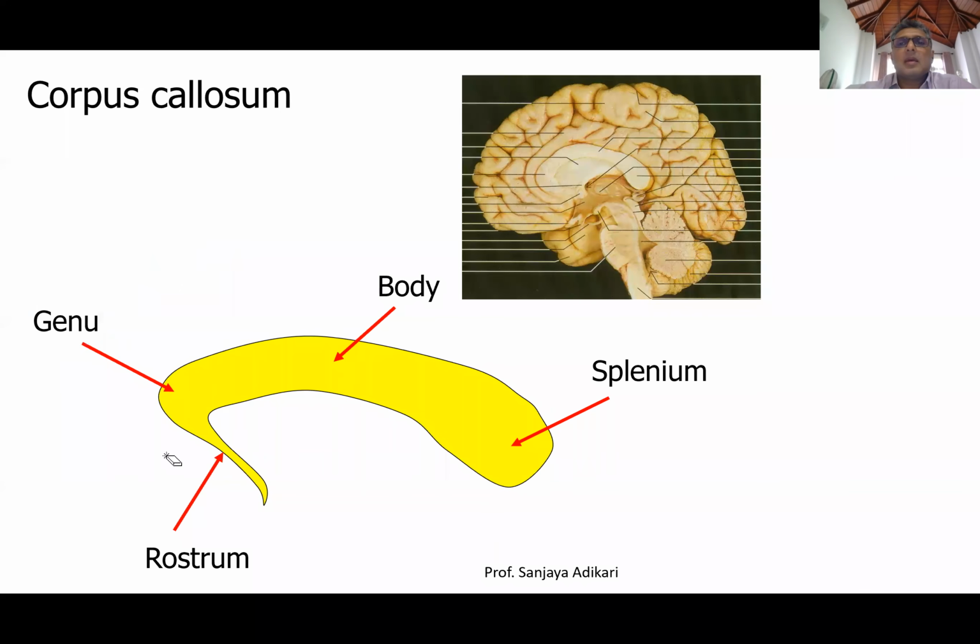Then this is the fornix that I referred to. Fornix is here. This is the other part that connects the two sides. And your anterior commissure is this one actually. It's a very small area. And your posterior commissure is here. It's very small. Here and here. Anterior and posterior commissures. Extremely small areas.